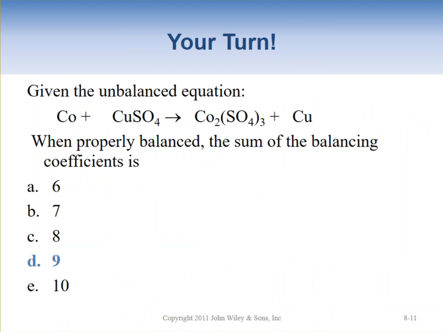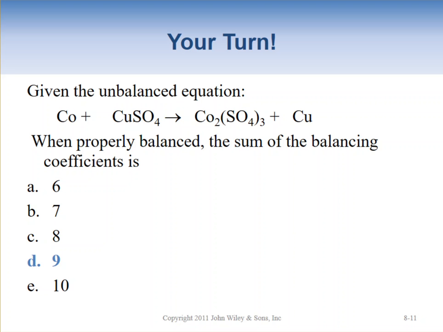Let's look at another example. You're looking at a reaction of cobalt and copper 2 sulfate that produces cobalt 3 sulfate and copper metal. You want to balance this equation, and after you balance, you want to know the sum of the balancing coefficients.